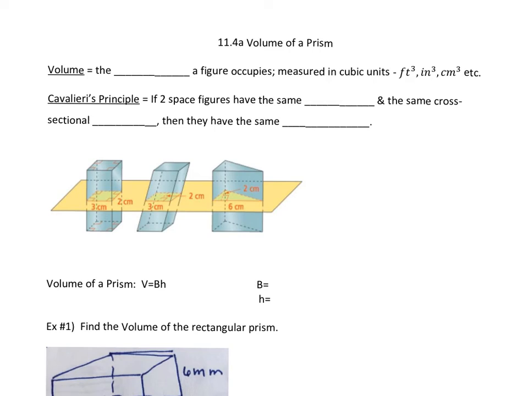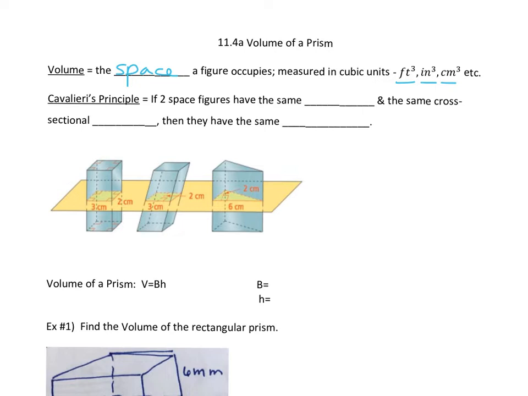All right, guys, 11.4a is volume of a prism. So we're kind of moving in a new direction now with volume. Volume is the space a figure occupies. So it's like what's inside. We measure it in cubic units, so feet cubed, inches cubed, centimeters cubed, that type of thing.